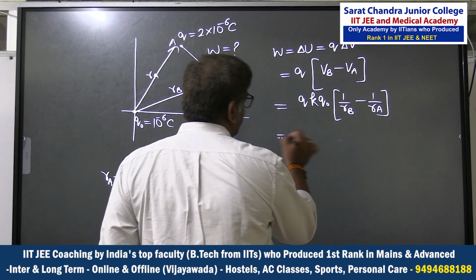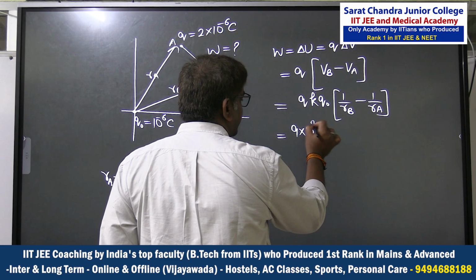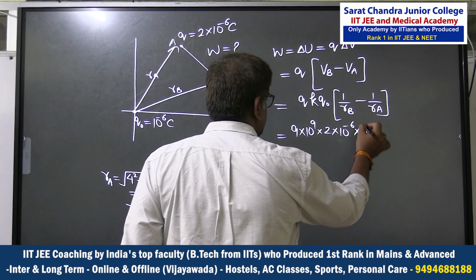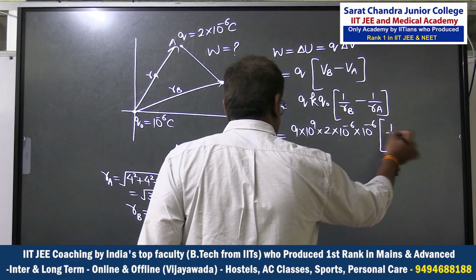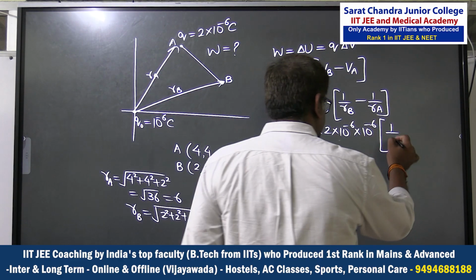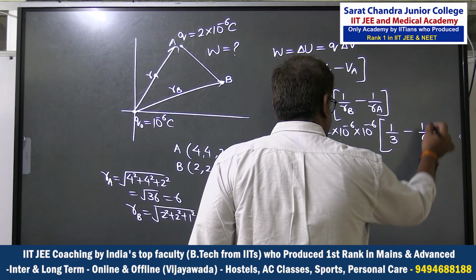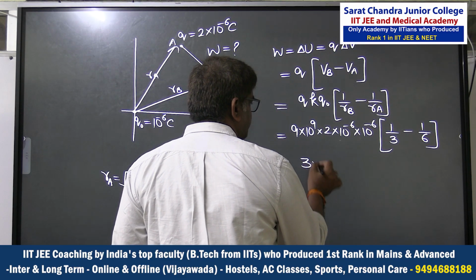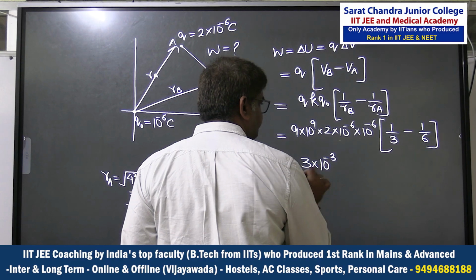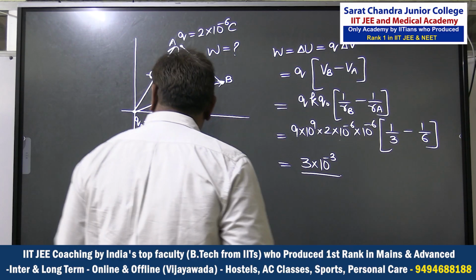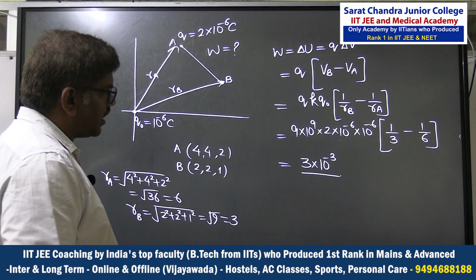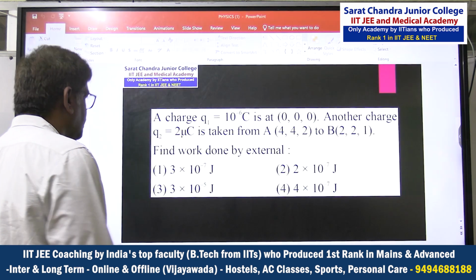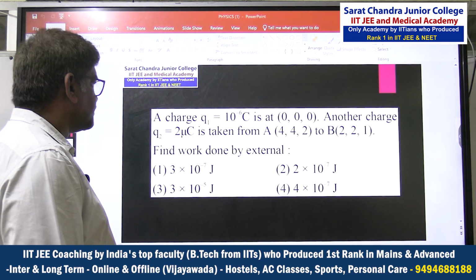So I substitute all the values. It is 9 into 10 to the power 9, 2 into 10 to the power minus 6, 10 to the power minus 6, and 1 by RB is 1 by 3 minus 1 by RA is 1 by 6. So this is 18, this is 3 into 10 to the power minus 3 joules. The 18 cancels, and we get 3 into 10 to the power minus 3 joules, is the right answer for this.